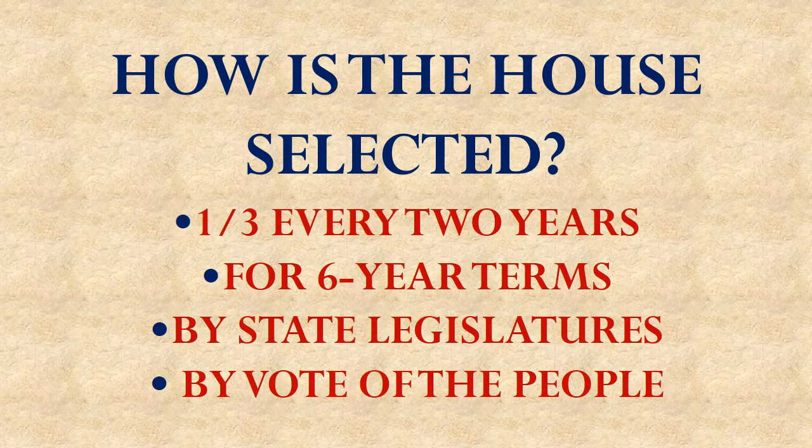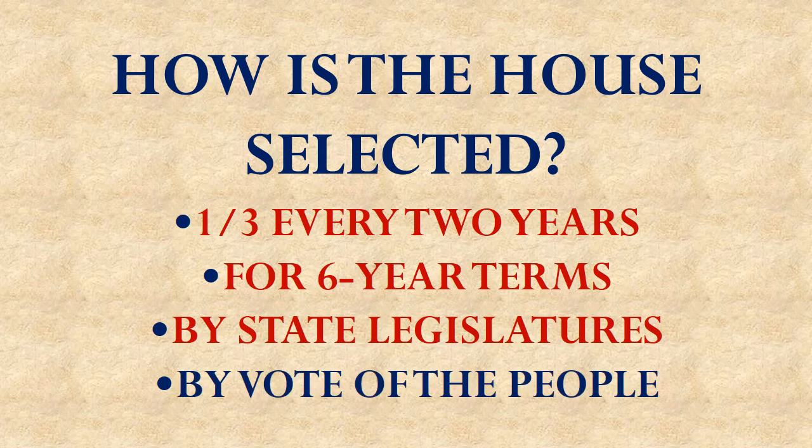How is the House selected? Do 1/3 of them come up for election every 2 years? Are they selected for 6-year terms? Are they chosen by their state legislatures? Are they voted in by the people? The House of Representatives is voted in by the people of their states.